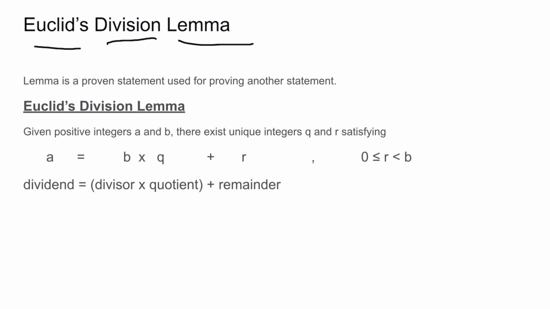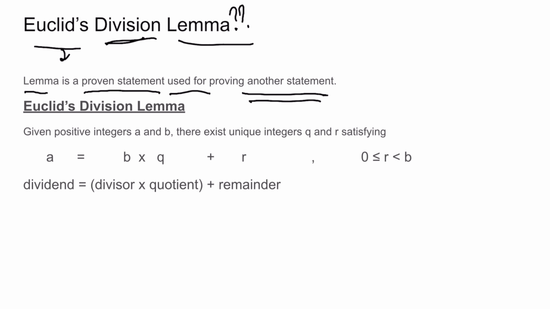Great. Now let's head to our first topic, that is Euclid's division lemma. Now let's break this entire word. So Euclid, who was this? This person is a mathematician. I'm sure that all of you know what is division, but the question is, what is lemma? Euclid is a name, and division, we all know what is division in mathematics. Now lemma is a proven statement used for proving another statement.